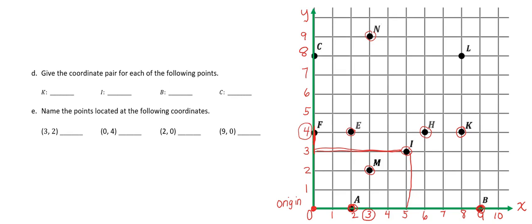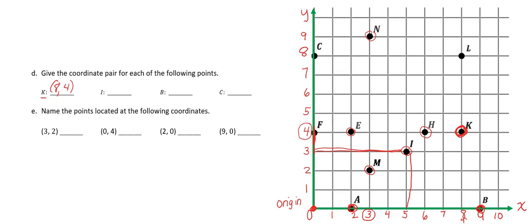Moving on to question D, it says to give the coordinate pair for each of the following points. So I need to find point K on the graph. So we have point K here. Now the coordinate pair would be the x-coordinate and the y-coordinate. So if I start at the origin, I would move over 8 units first. So we'll show 8 as the x-coordinate, and then I would have to move up 4 units for the y. So the coordinate pair for point K is 8, 4.